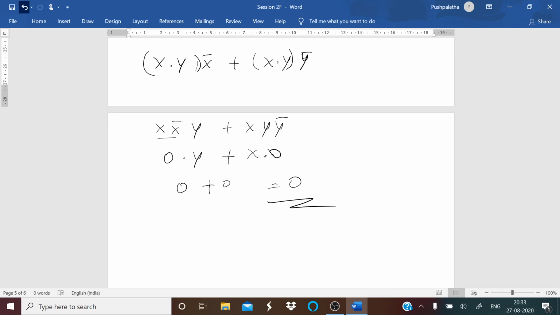Hence proved. This is your algebraic method of proving the De Morgan's theorem. The proof by perfect induction method and the truth table, let us continue in the next session.